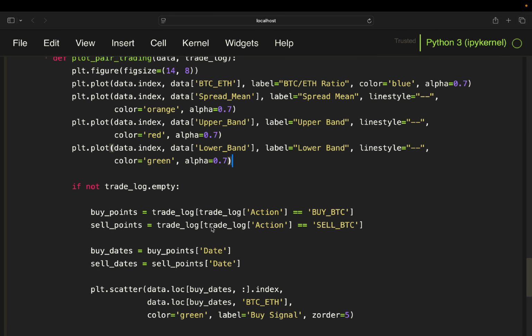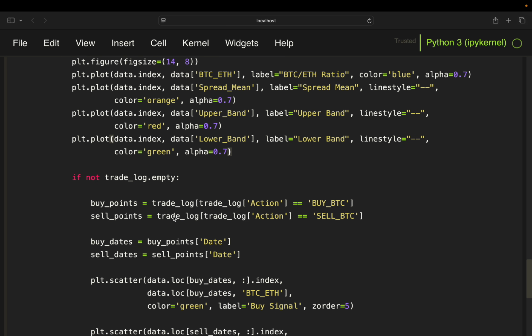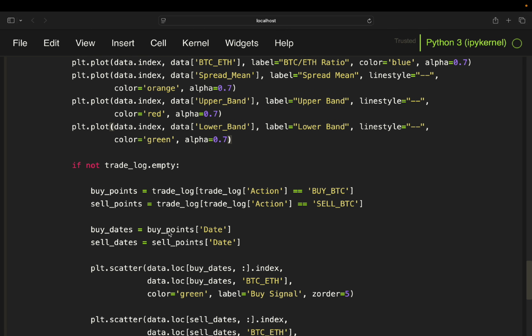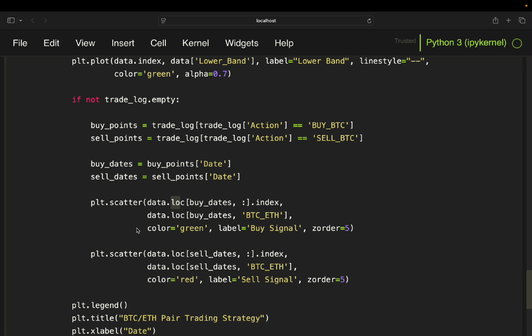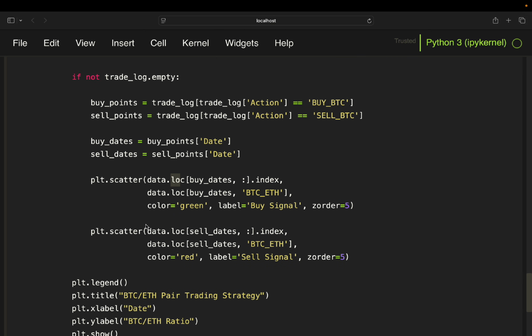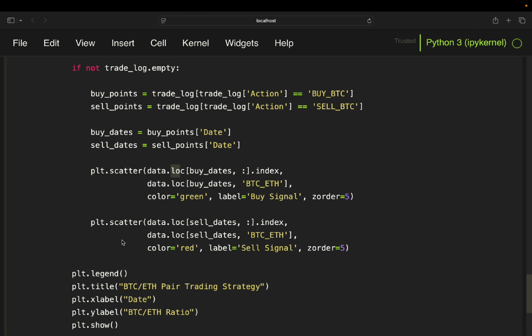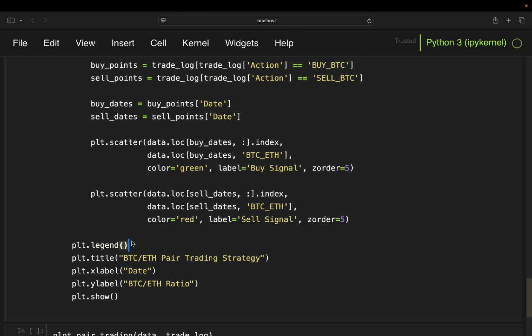So how does this work? Trade log action is buy Bitcoin are my buy points and my sell points. Same story for sell Bitcoin. And then you just have the buy dates as the buy points date, so just the date column of that, sell date, same story. And then you just scatter plot those buying and selling dates here so that you have those nice buying and selling points in your chart. Then some legend, title, X labeling, Y labeling, nothing too complicated here.